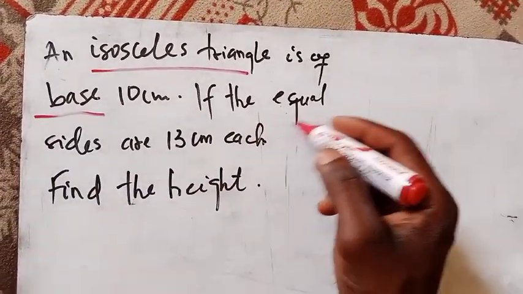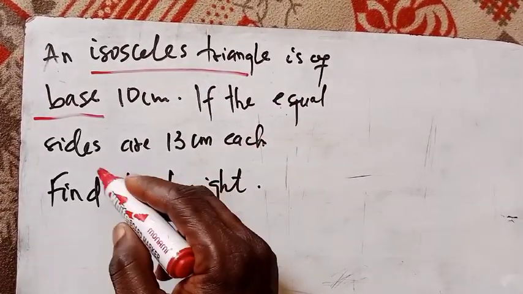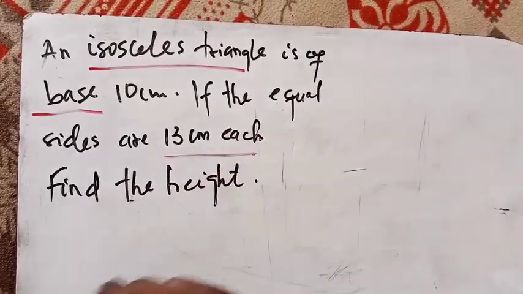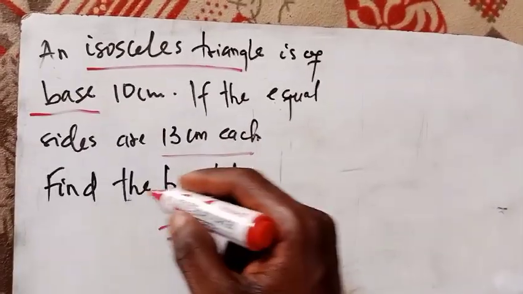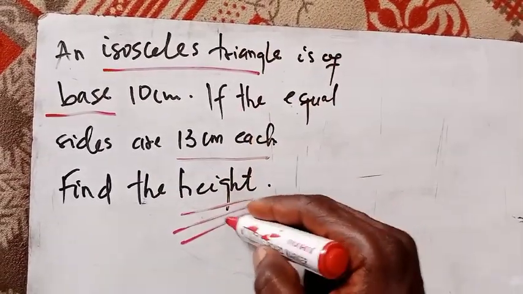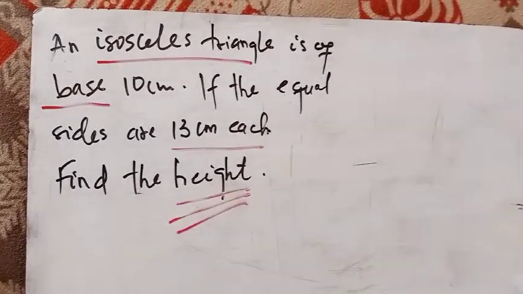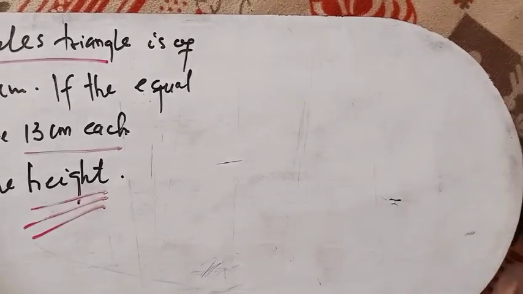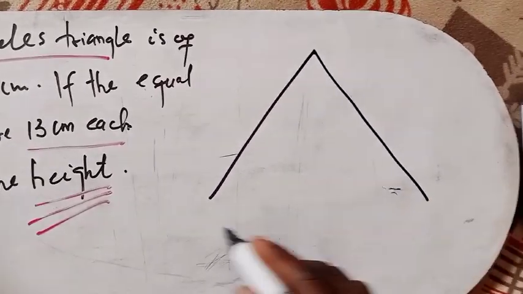Now the two sides are equal. So if the equal sides are 13 centimeters each, so this is another thing, say 13. You want to find the height of the triangle based on all this information. This is what they're asking us to find. So we want to determine the height. So this is a triangle. Nobody is asking you to draw this triangle precisely, right? So your calculation will determine where you are heading.